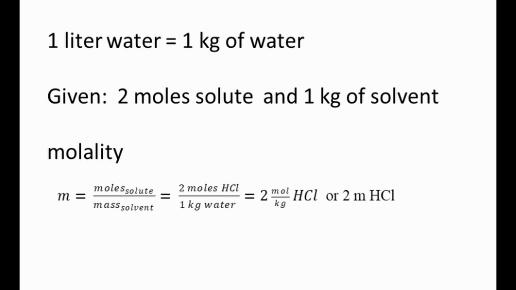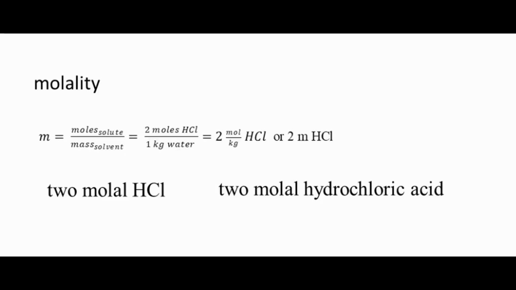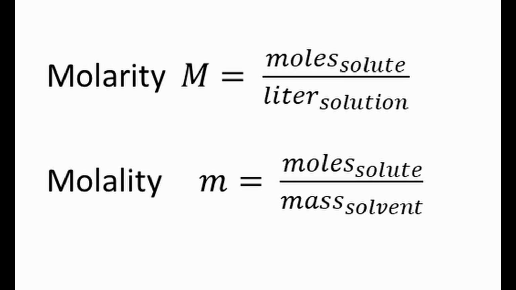Molality equals moles of solute divided by kilograms of solvent equals 2 moles of HCl divided by 1 kilogram of water equals 2 moles per kilogram HCl, or 2m HCl. So, we have hydrochloric acid solution with a molality of 2. The notation 2m HCl can be read as 2 molal HCl, or 2 molal hydrochloric acid. We must be careful to distinguish molarity from molality. Remember, molarity is moles per liter of solution and molality is moles per kilogram of solvent.